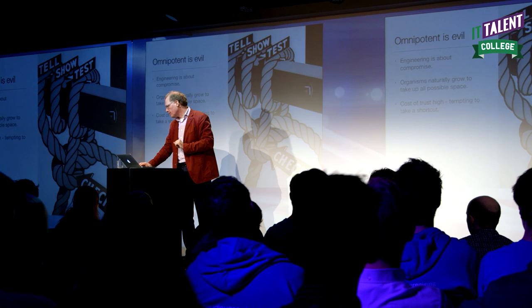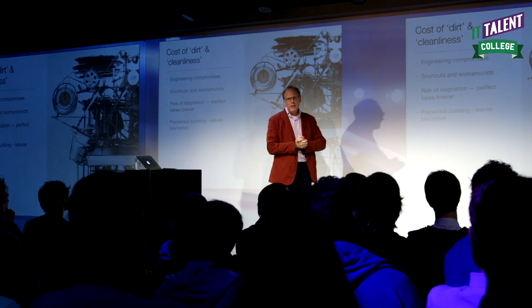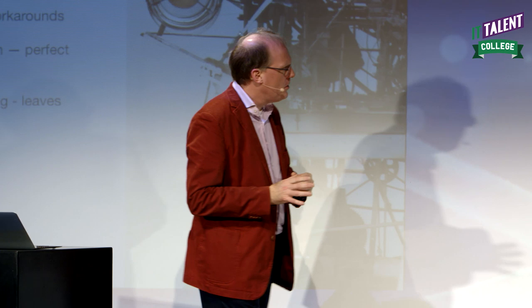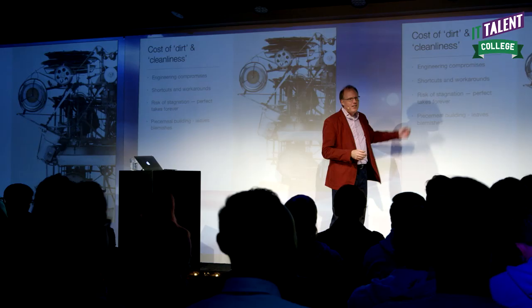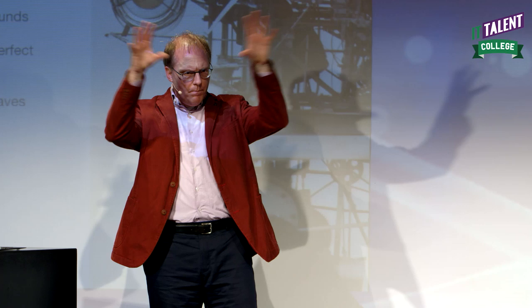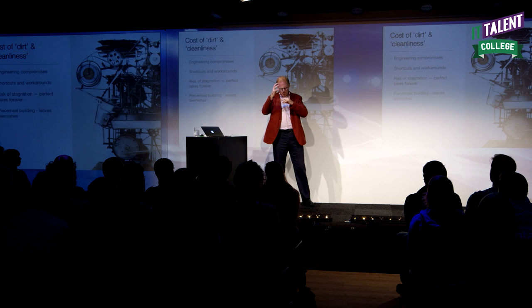And finally, there's also a cost to having dirtier architecture, but also a cost to having your architecture be very clean. All of these things are about compromise, about shortcuts and workarounds. It's really easy to fall into a situation where you're trying to make something absolutely perfect, but it takes forever to finish and you never get there. It's also really easy to do something agile in little pieces and pieces until you've got a machine like the one there on the right, which is basically blemishes and nothing quite fits together.